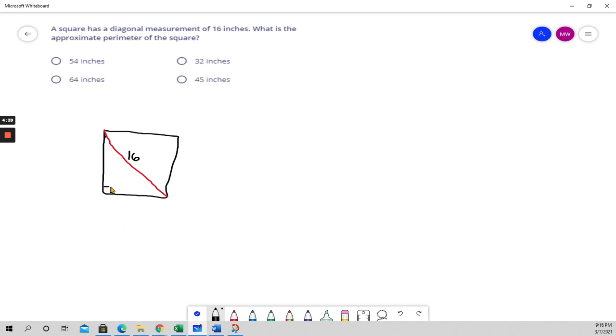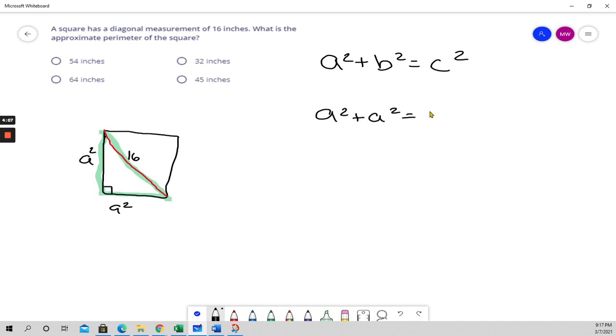What I immediately notice is that this creates a right triangle. And so for a right triangle, I'm going to use the formula a squared plus b squared equals c squared. A and b are the legs. In this case, because it's a square, I know that both legs are going to be the same. So what I can really say is a squared, and if that's a squared, then this is also a squared. So a squared plus a squared equals 16 squared, or 2a squared equals 16 squared.